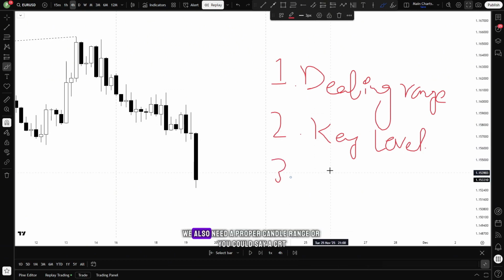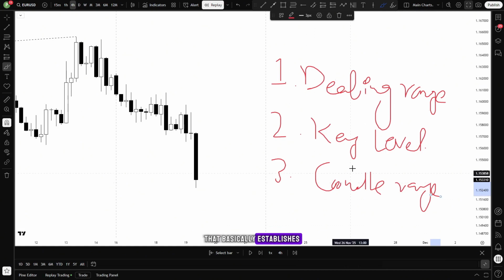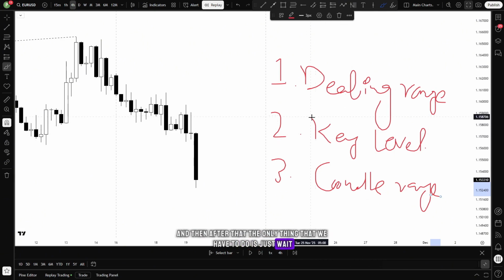And along with that, we also need a proper candle range, or you could say a CRT. Once we've accurately identified these three things, that basically establishes our market context on the 4-hour time frame. And then after that, the only thing that we have to do is just wait.